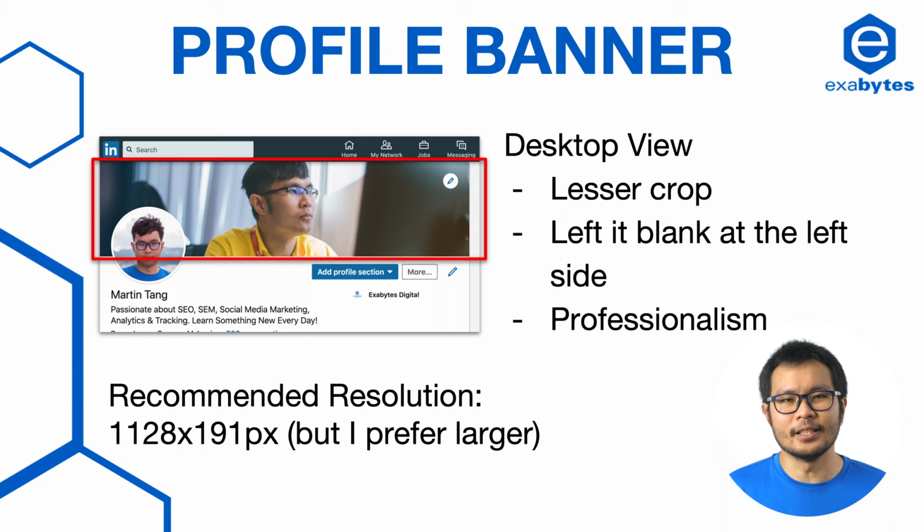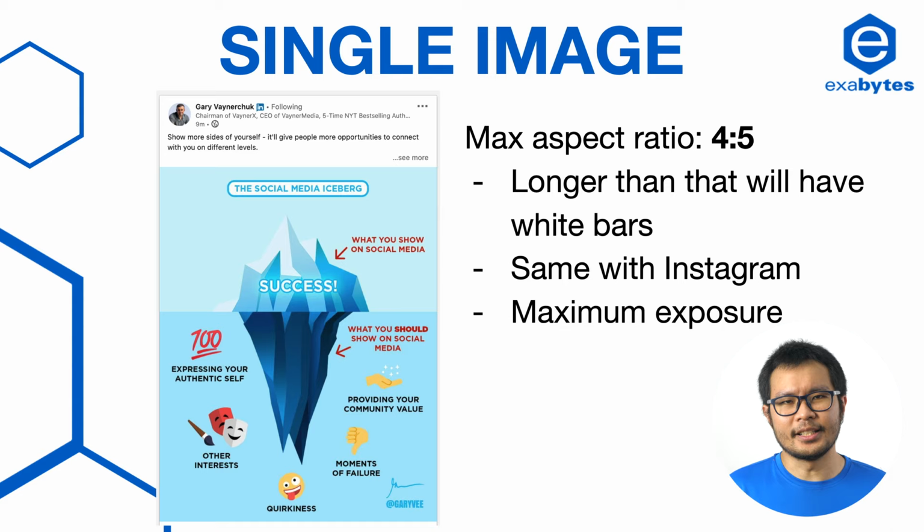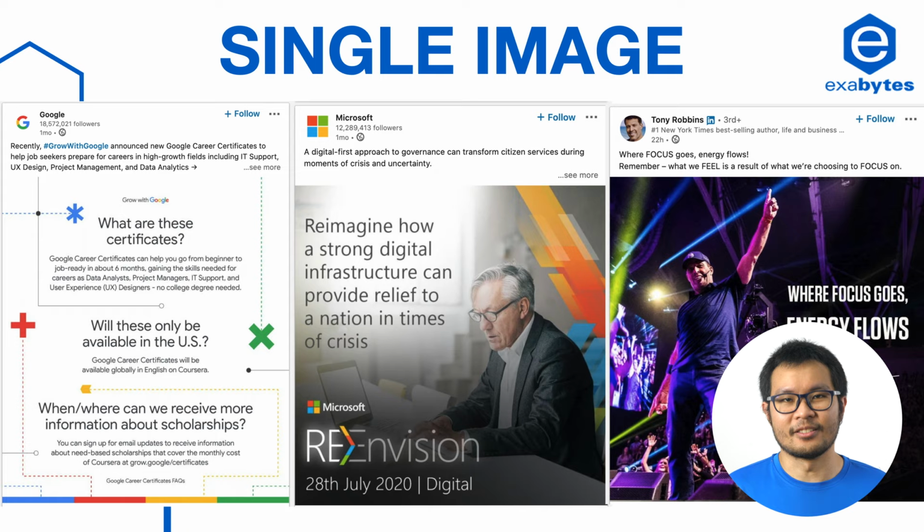Let's start with the first format, the single vertical image format. The max aspect ratio is 4:5, which is the same as the Instagram newsfeed. If the image is longer than that, you will have two white bars at the left and right side. Personally, this aspect ratio really looks good on a smartphone because we use vertical mode by default.